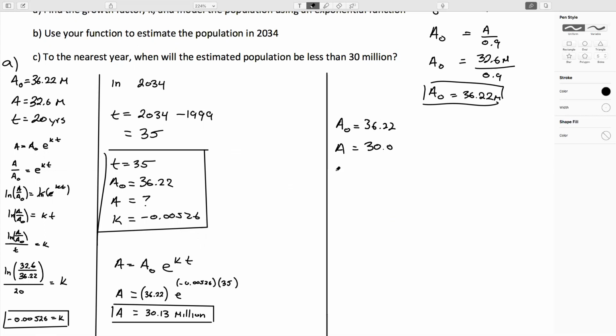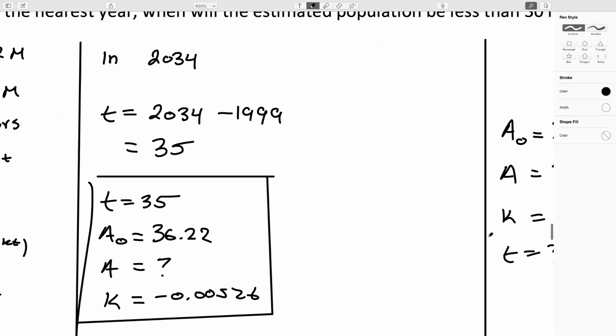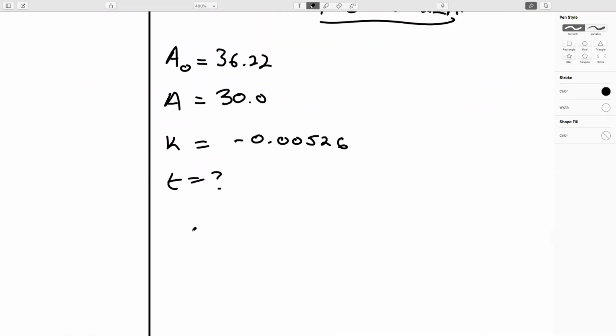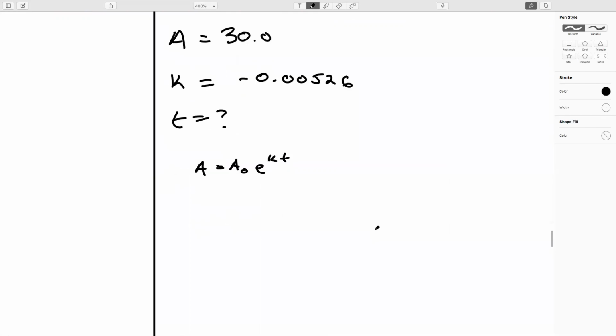We know our growth factor. k is unchanged because k is attached to this population now. Growth factor is minus 0.00526. And what we want to know is, what is t? So take our formula, start by writing out the formula. A equals A naught times e to the kt. And we're interested in finding time. So I'm going to rearrange the formula and solve for time.